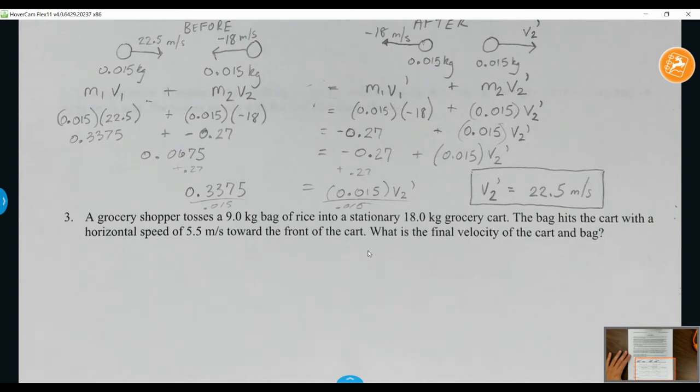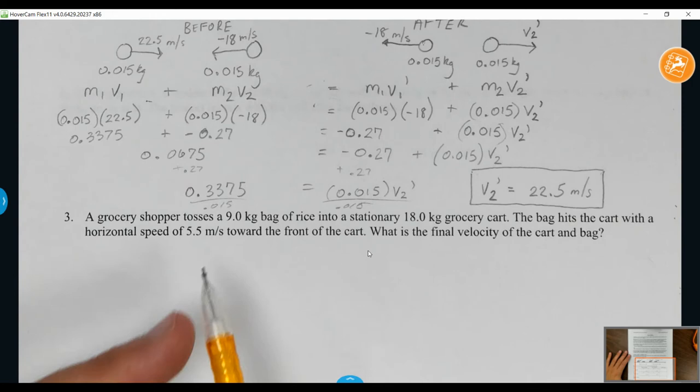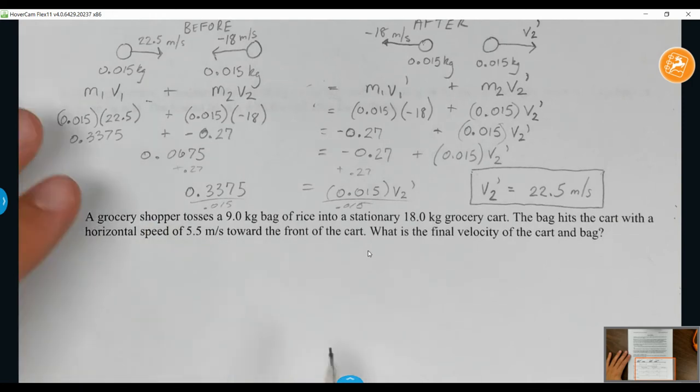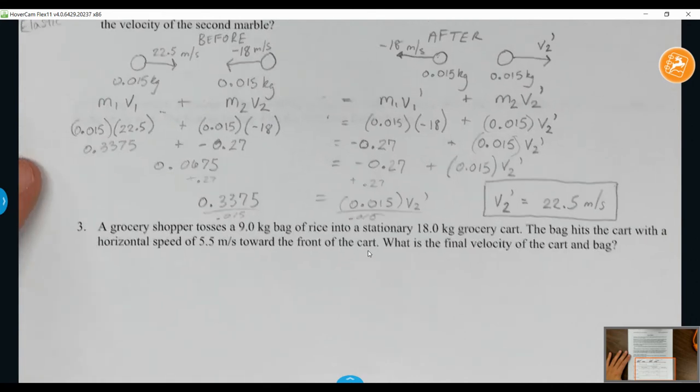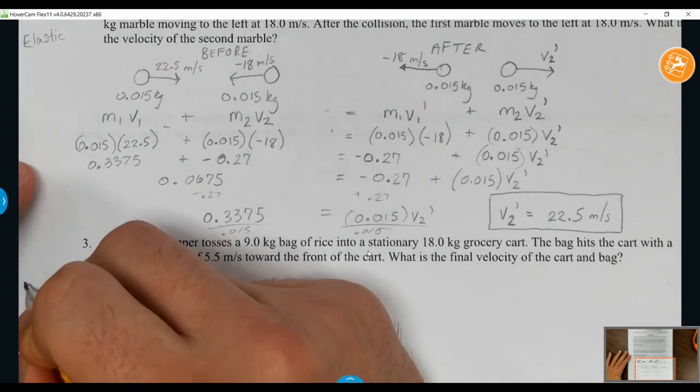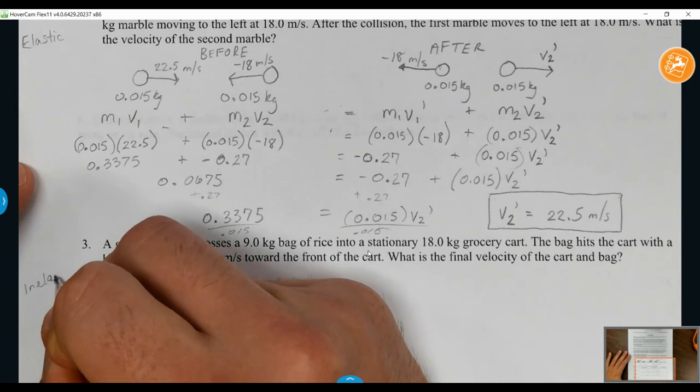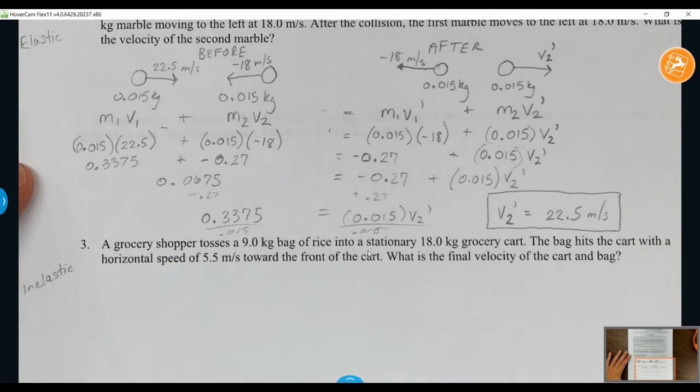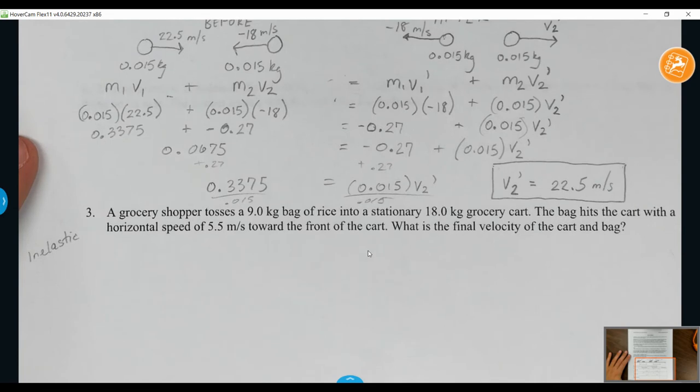Now, what was the cart doing? Was it at rest? Yes. So it's going to have a velocity of 0. The bag of rice would have a velocity of this 5.5. Now, assuming that I shoot better than I do over here, I'm getting the bag of rice into the cart. Would you say that they bounce off of each other or stick together? Stick together. So if that is the case, we're looking at an inelastic collision.